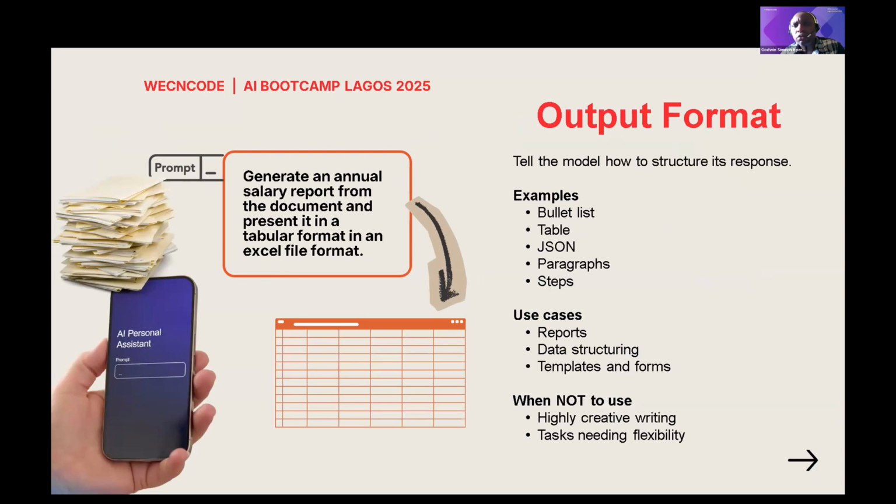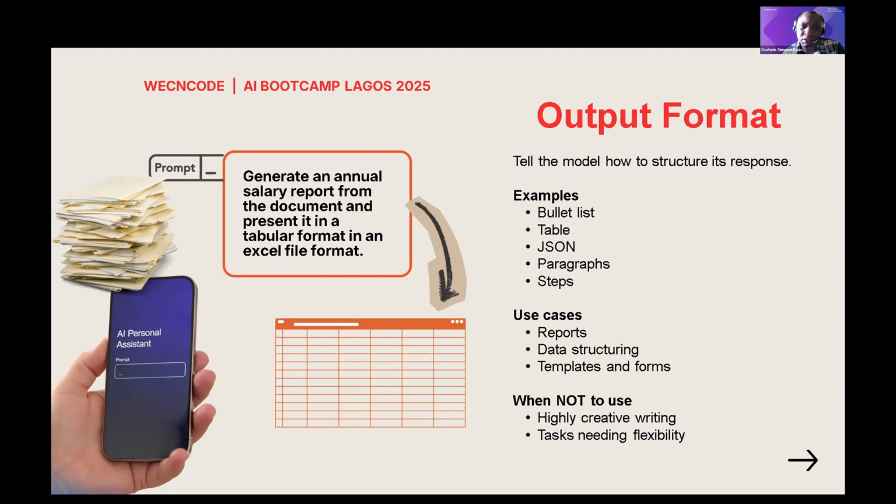Yeah, you can also define the output, how you want the output to be. You could tell the large language model to give you bullet points of an answer. You could say, okay, give me the result in a tabular form, give me the result in a JSON form, give me just 2 paragraphs, or make it in steps. This is part of what you can add in your prompt to give you the specified result that you want.